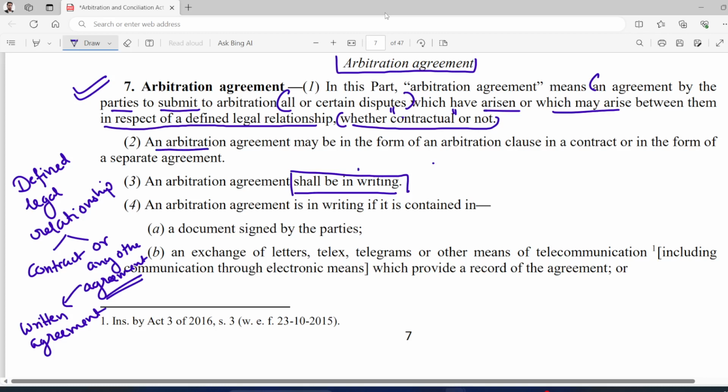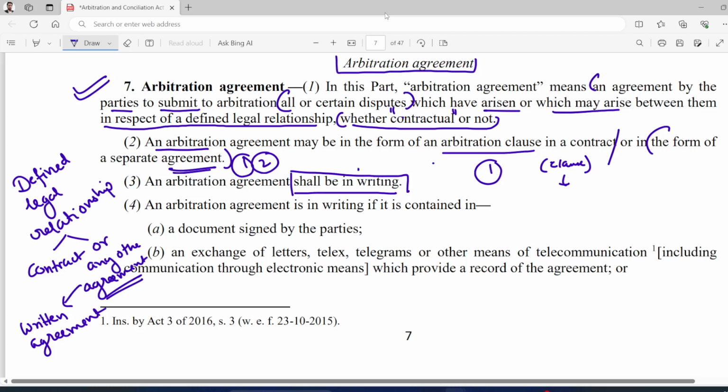Now, an arbitration agreement may be in the form of an arbitration clause in a contract. So one of the clauses of a particular contract can include the arbitration clause, or it can be in the form of a separate agreement altogether. So there can be two sets of contract: first is your contract and the second is the arbitration agreement, right? This is included in it.